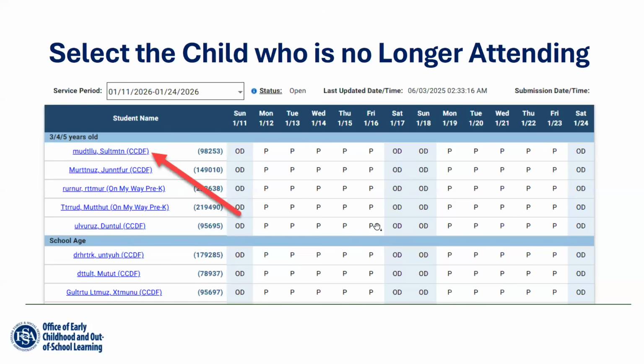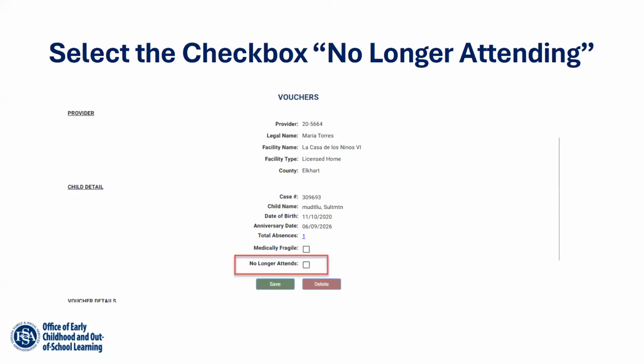by policy. So once you've selected that child's hyperlink, clicked on their name here, it's going to take you to the vouchers page. And starting on March 1st, you will see a box down here at the bottom that says no longer attends that you can check. So you will not see that right now. If you open up your portal today, that is not there. All the rest of the information listed here is on that screen. But after March 1st, when that system updates, you will see this no longer attends box.